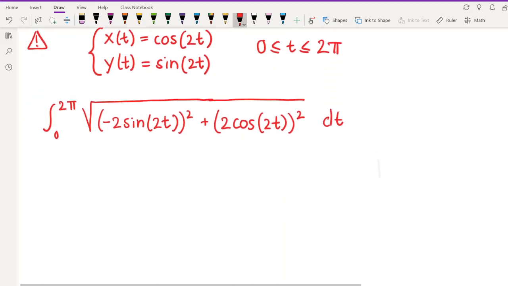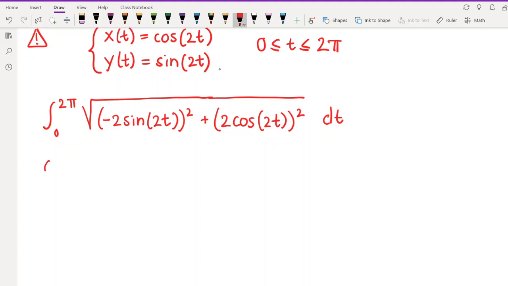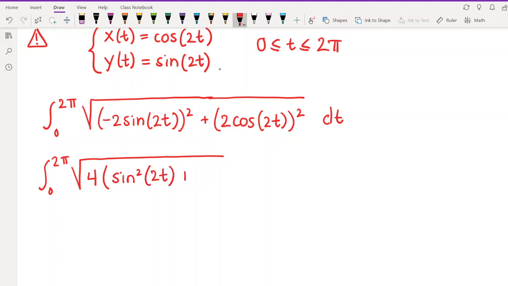And so what would be the problem? Well, when we simplify this, we would end up with not just sine of 2t plus cosine of 2t, we'd end up with 4 times sine squared of 2t plus cosine squared of 2t. I'm skipping a step here, but hopefully you see where this comes from. I just factored out the 4 from both of them, because if you were to square them, you would end up with a 4 on both.